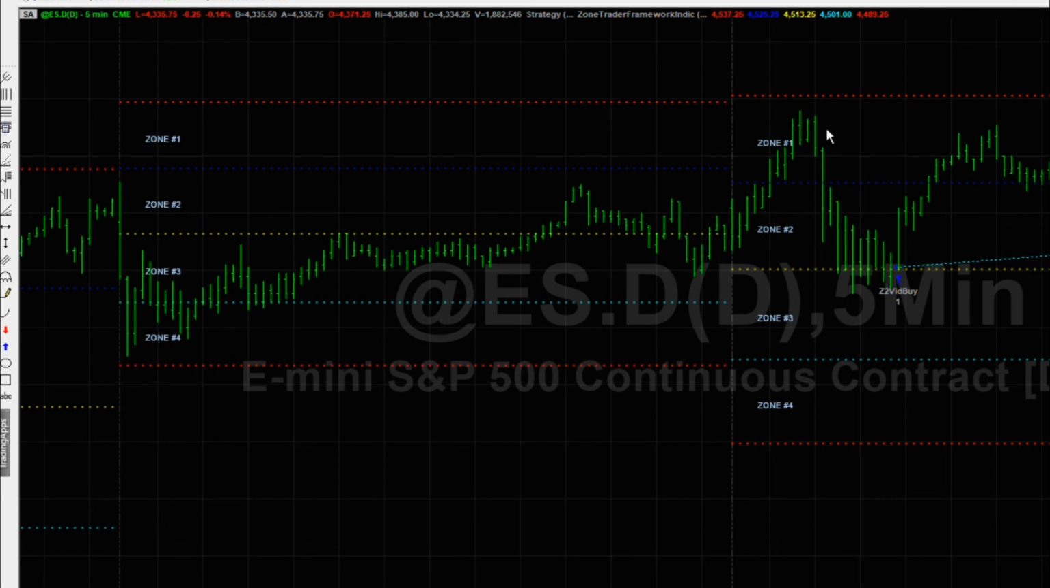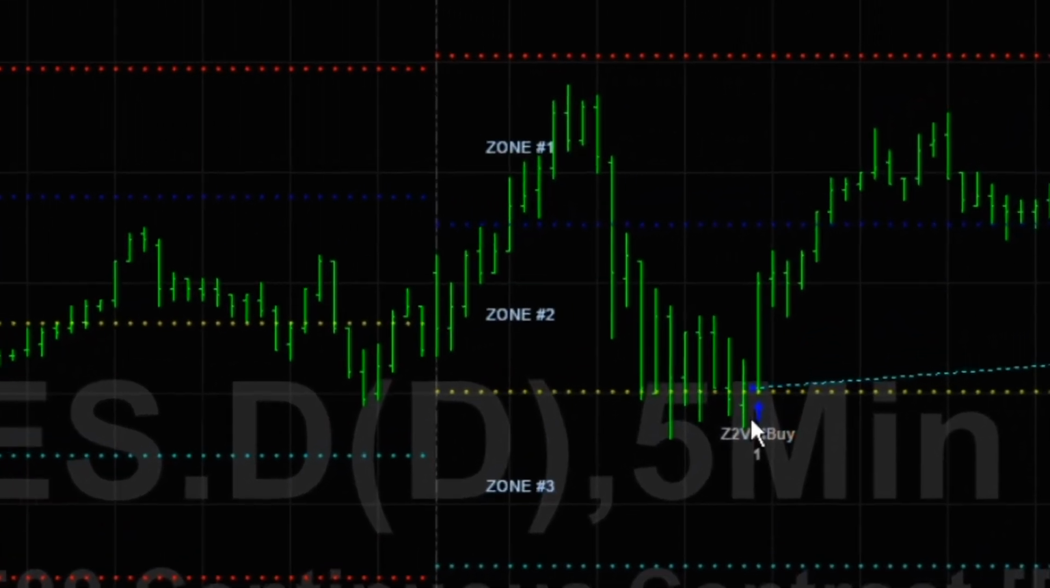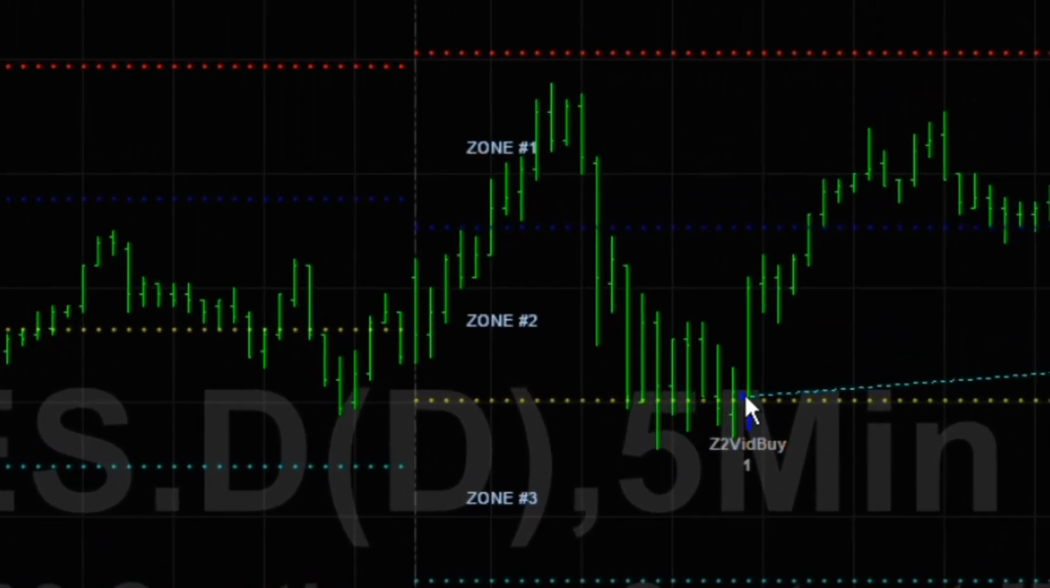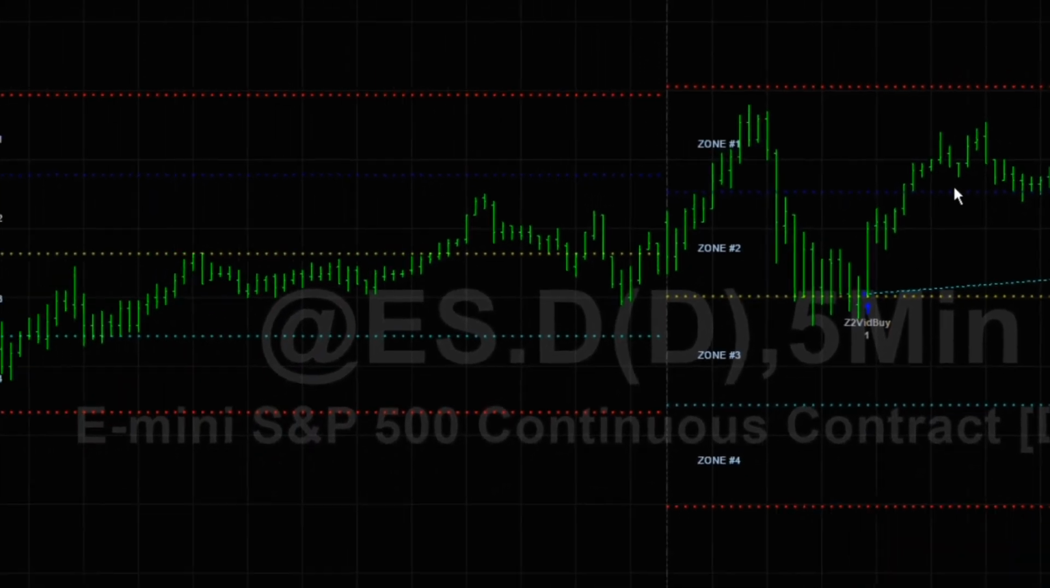Went into zone 1, came out of zone 1, went into zone 3. It bobbled around zone 3, some hesitation there, and then finally it penetrated back into zone 3 because that was the last 4 that we were looking for. And it came out and did exactly what we wanted to do.